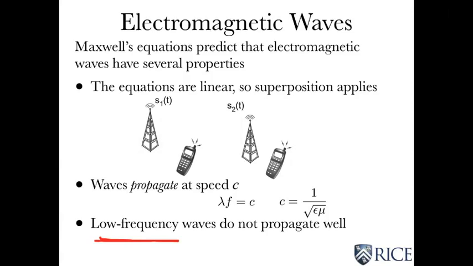So if you try to send an audio signal from one place to another directly using an antenna, it's not going to work very well because it has no range. The low frequency waves just don't propagate. So in wireless systems, somehow we have to shift the frequencies of the message signal up to higher frequencies so they do propagate well. We'll see how that works a little bit later.